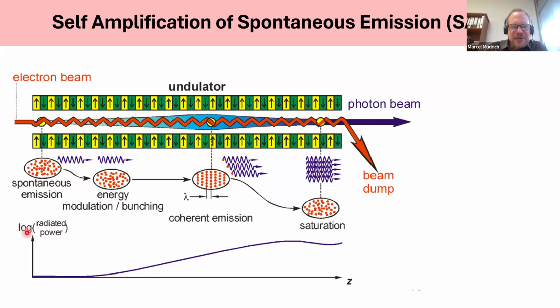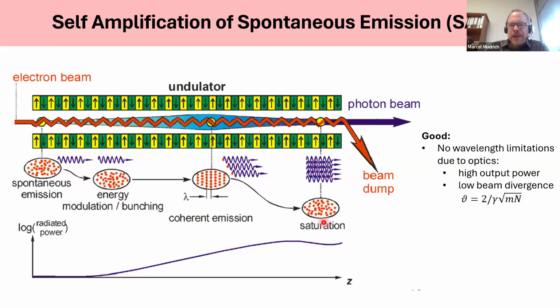And what is shown on the bottom is the radiated power, but the logarithm of it. So a linear increase actually means an exponential increase of radiated power along this long undulator until saturation sets in, and then the electrons would also move out of phase again, and the gain stops. But that's the actual SASE principle, and there are advantages to it, of course, namely that it doesn't need any resonators, so there are no limitations to the wavelength. In principle, if the electron energy is high enough, then we can produce very highly energetic hard X-rays in this way.